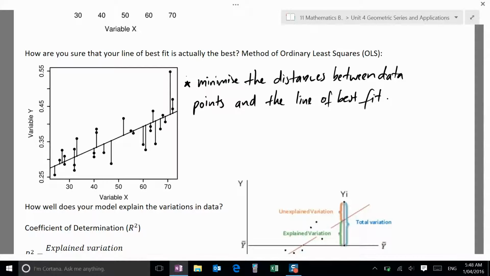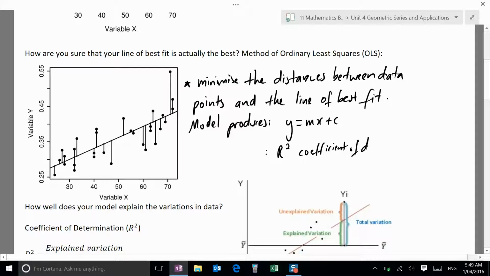You don't really need to know about that, but what you do need to have an idea of are the two things that it spits out. The model produces the line of best fit, so y equals mx plus c. And it also produces this R-squared value, which is called the coefficient of determination, which is going to tell us how well the model explains the data.